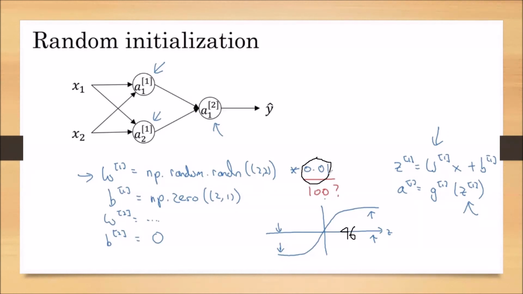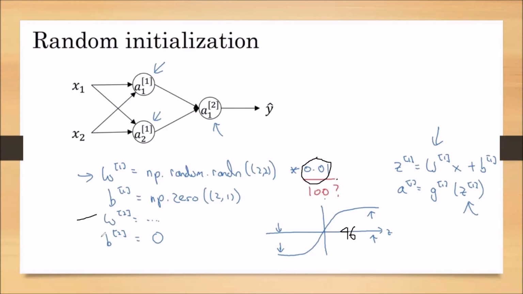But if you are taking a rectified linear unit, this may not be a problem, even if you multiply with 100. But when we are taking the hidden layer's activation functions as sigmoid or tanh, then this will be a problem. That's why we are initializing with very small values.